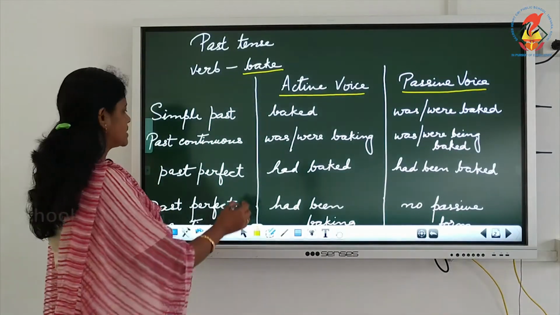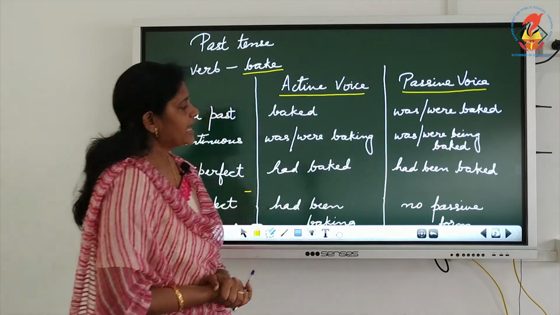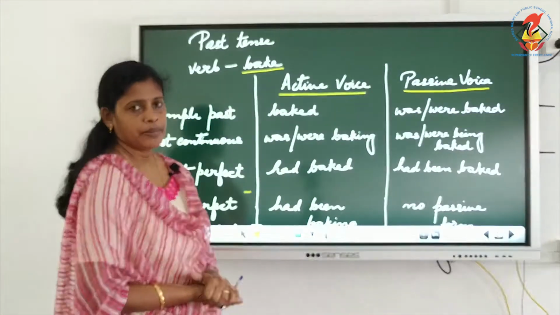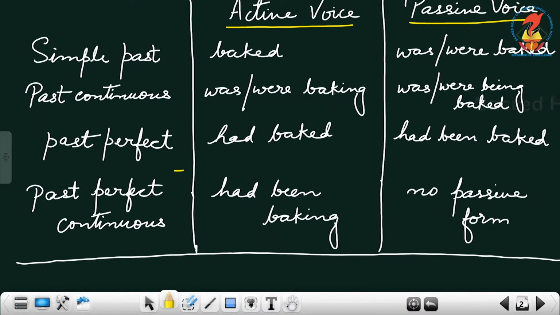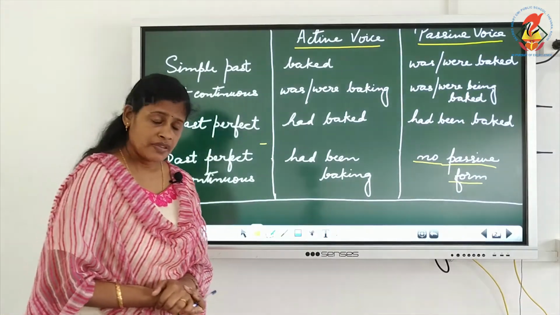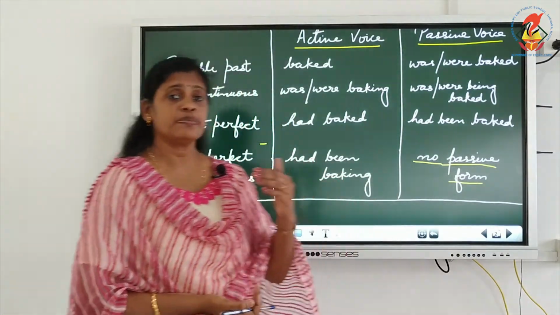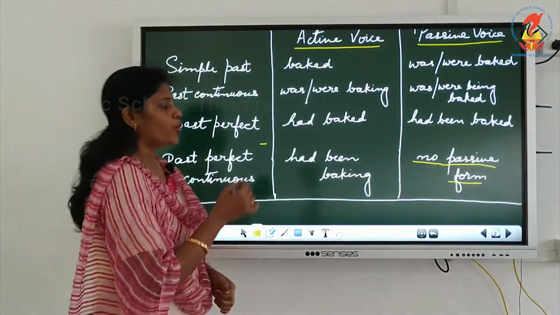In the past continuous tense, the word is was or were baking, and the passive form is was or were being baked. In the same way, in the past perfect, it is had baked, and in the passive voice, had been baked. And the past perfect continuous tense has no passive form. Please remember this, that the past perfect continuous tense has no passive form. We studied in present tense also, in present perfect continuous tense, there is no passive form. Now let's discuss these four one by one.